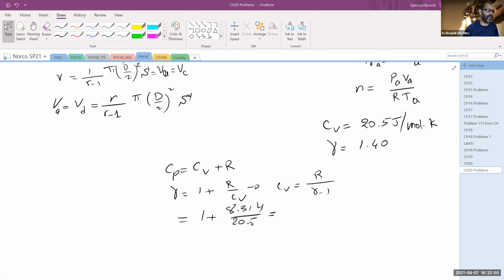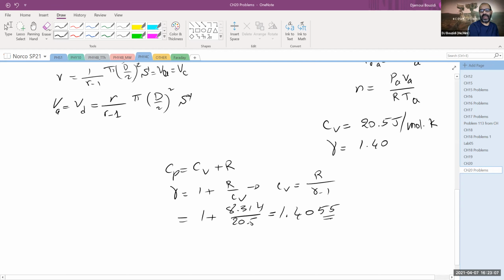Let me just check for the sake of argument that I'm getting the actual number. 8.314 divided by 20.5, and the answer is 1.4055 something. So there is a rounding somewhere in there. It's not exactly 1.4, but roughly you're going to take it to be 1.4. So that's gamma given to you already as part of the problem. So we're going to take gamma that is given in here, and we're going to take the Cv also that is given. Actually, I don't trust that much the Cv, but it's fine. Okay.